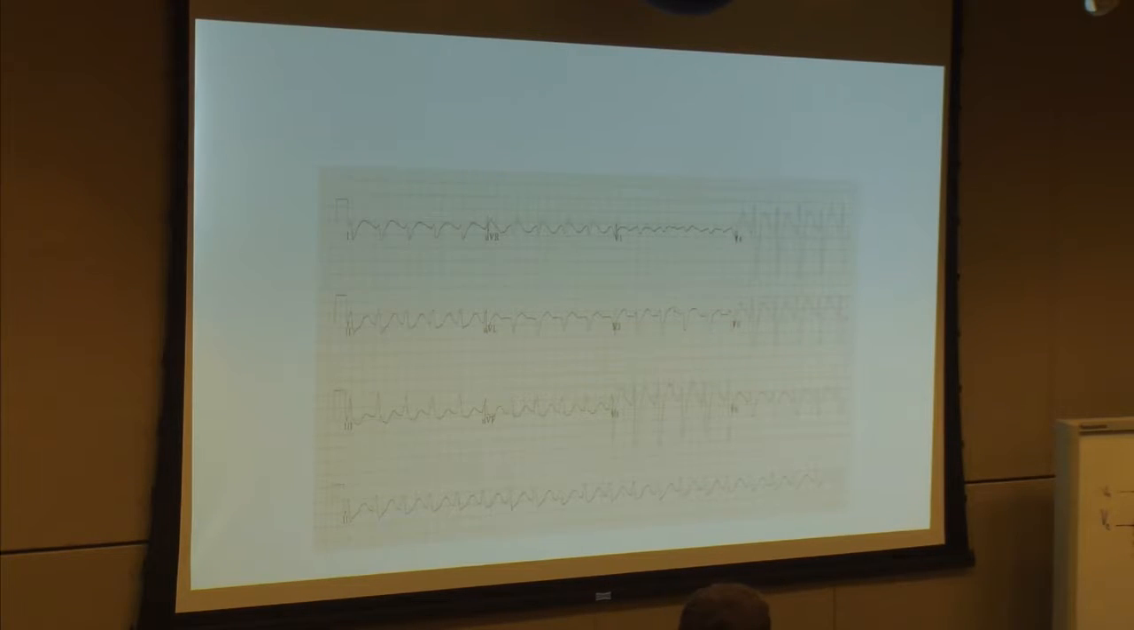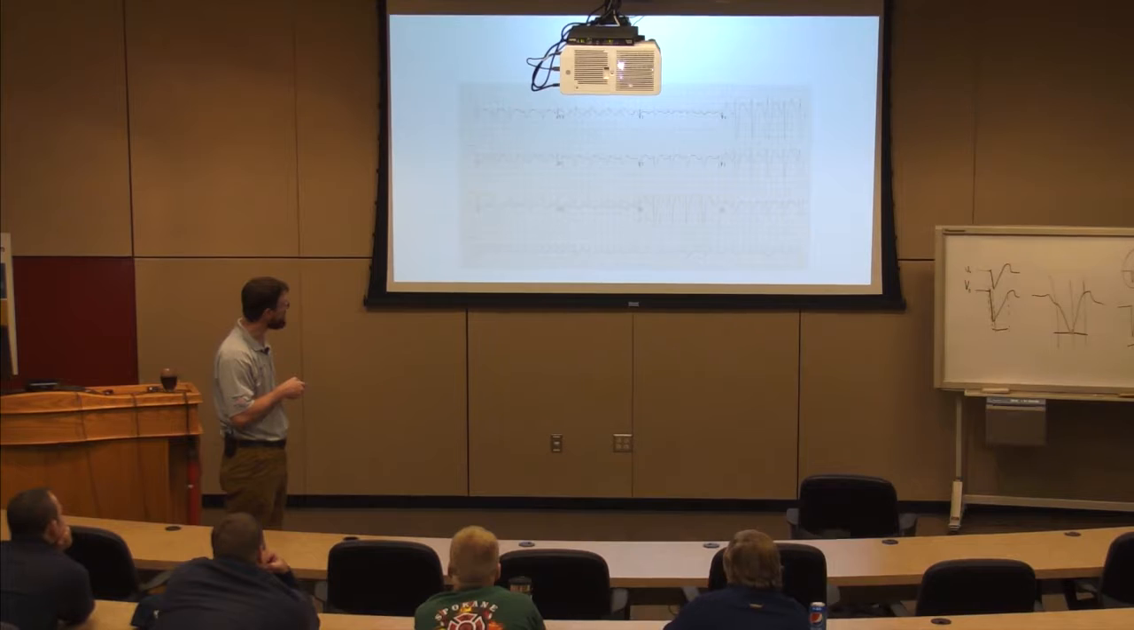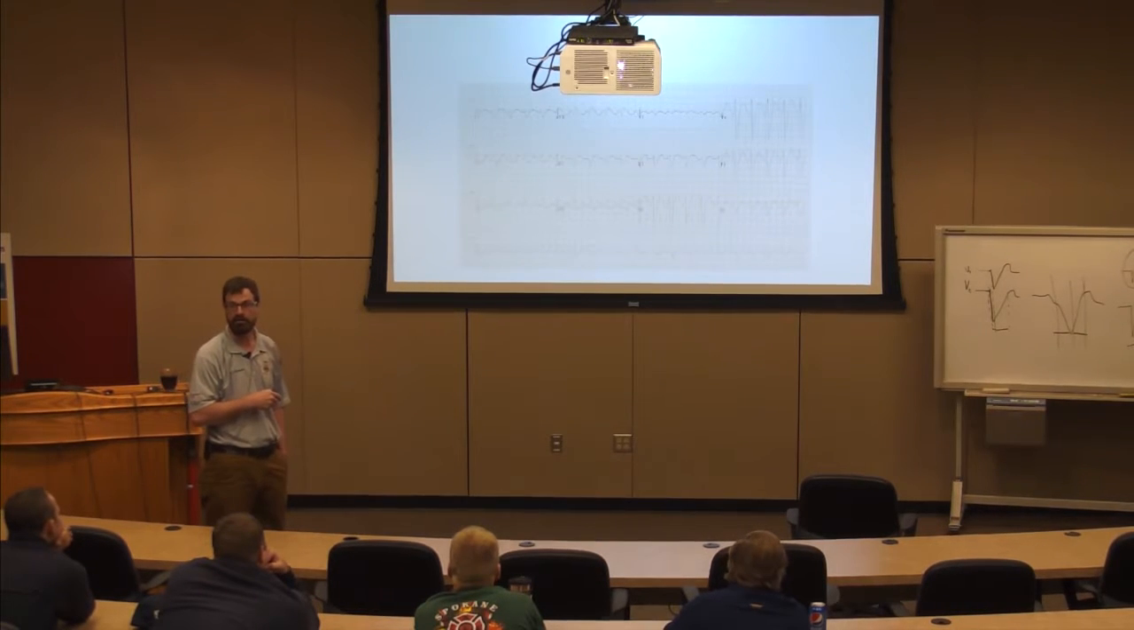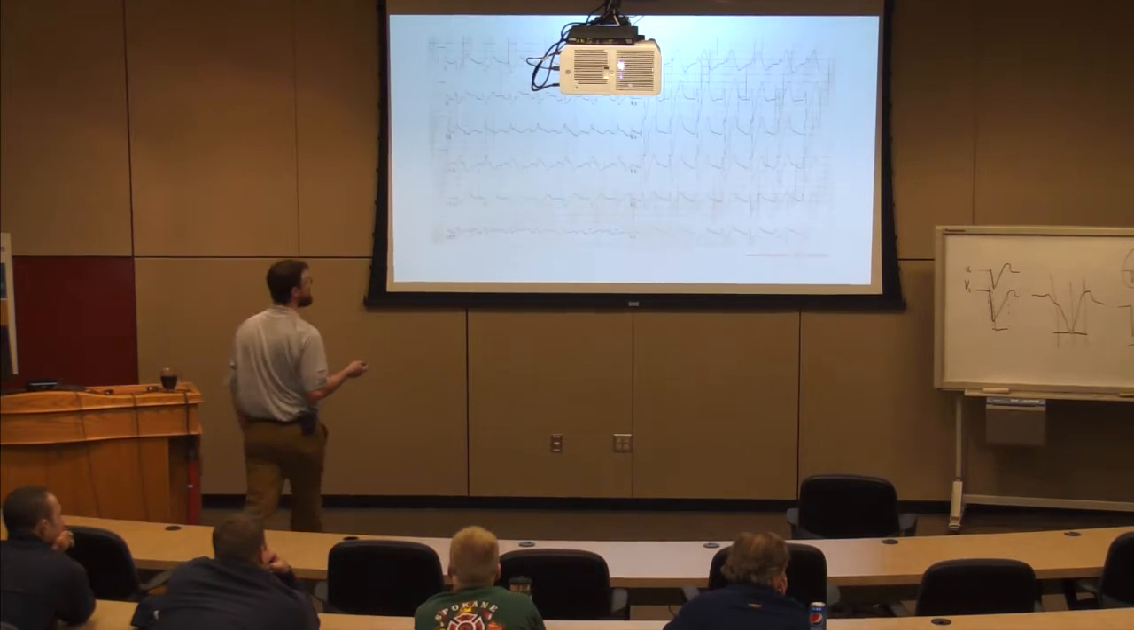So what do I do when I see bizarre wide? I look at AVR. And look at that, there's a prominent R wave in AVR. And that is a tricyclic overdose.